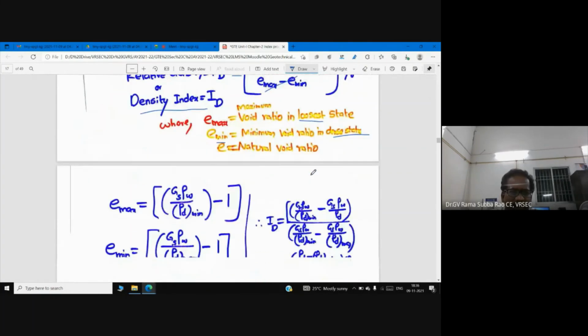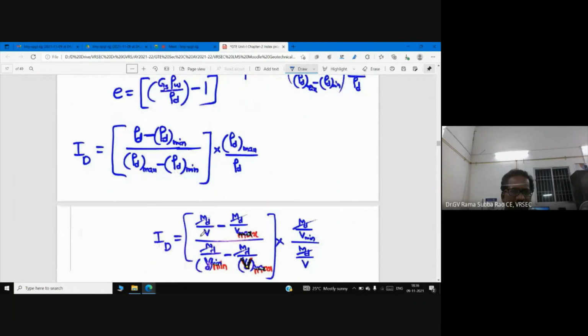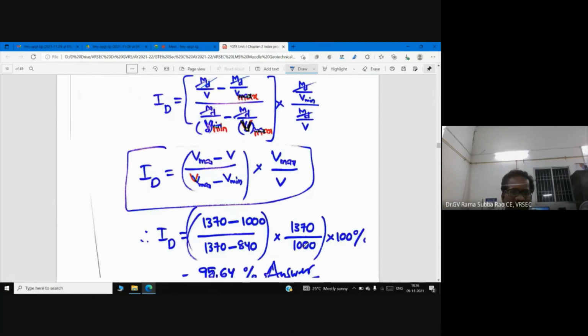Now here, e max is G ρw / ρd min - 1, and e min is G ρw / ρd max - 1. Just substitute here. The mass of the dry soil is constant here, very interesting. So the volumes are changing. ρd min corresponds to V max, and ρd max corresponds to V min. So say goodbye to the mass, and I'm getting a question in terms of volumes. The experimental procedure is changed in the question, but the concept remains the same.